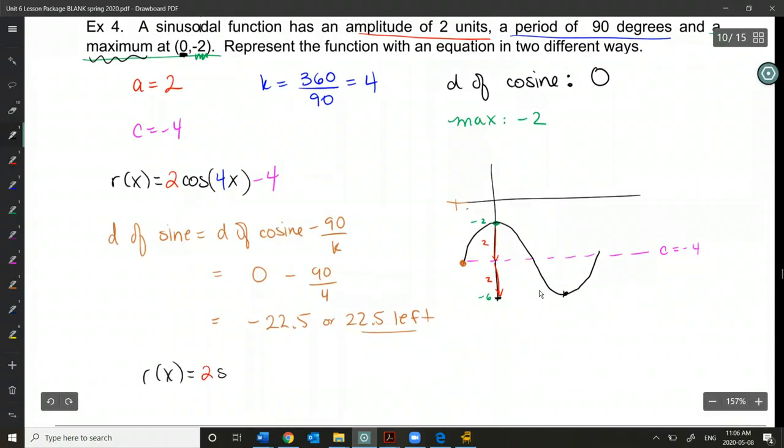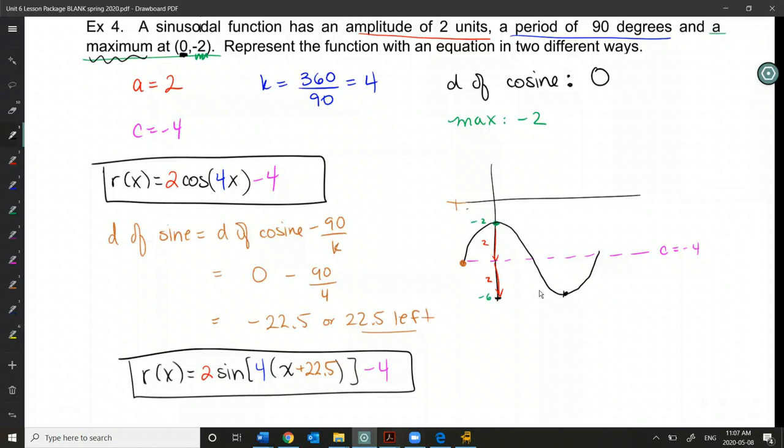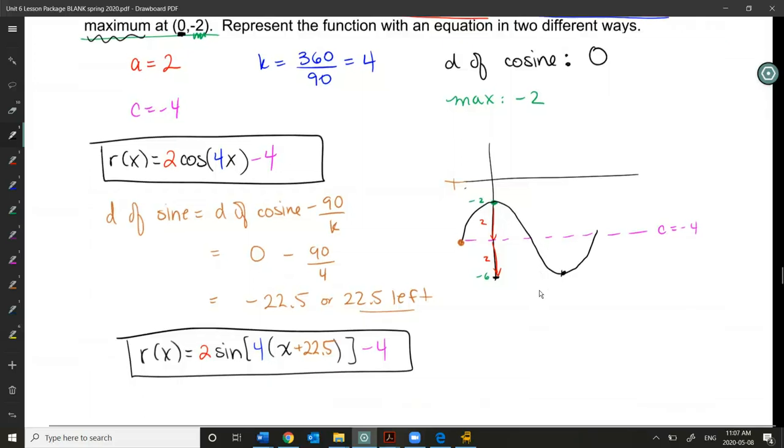Same amplitude, switch cosine to sine, same k value, leave a little bit of space there, same c value, and then we want to say 22.5 to the left. So when we plug this in, we should be doing plus 22.5. Okay, and there's our two answers. And you can always check with graphing software, if you're unsure, and make sure that your two equations are overlapping one another, that they're the same.